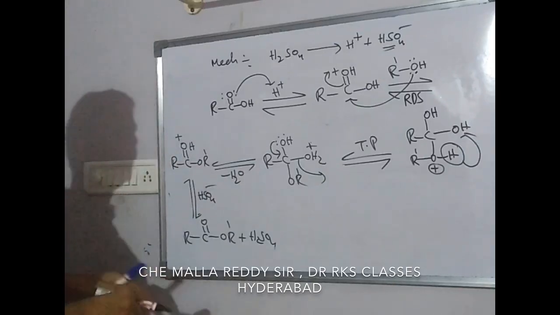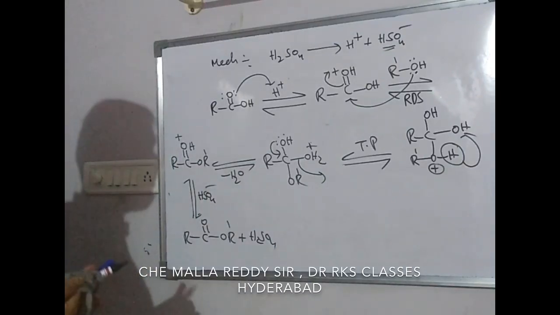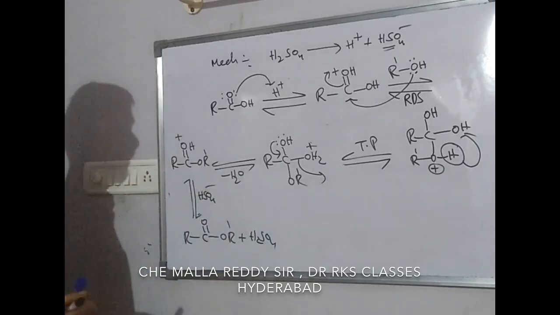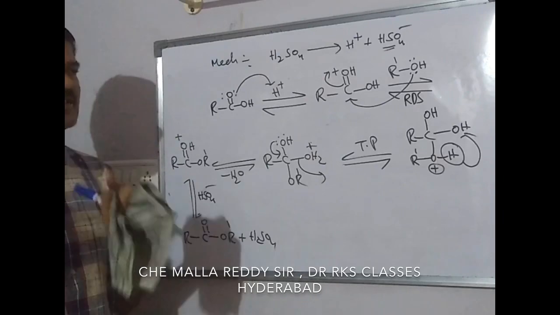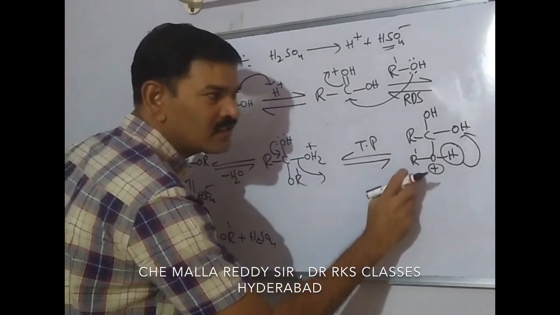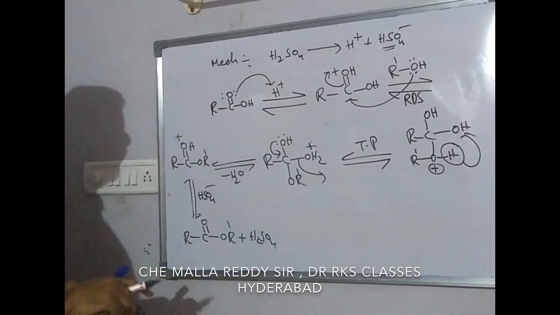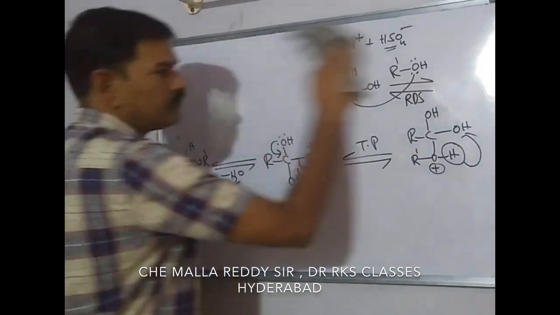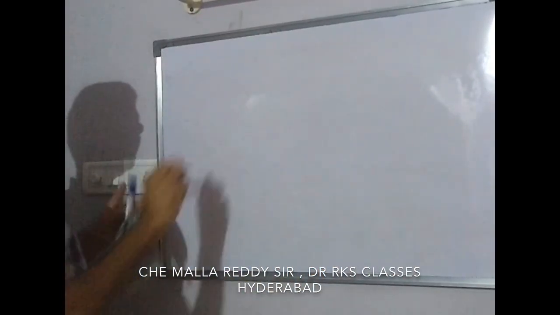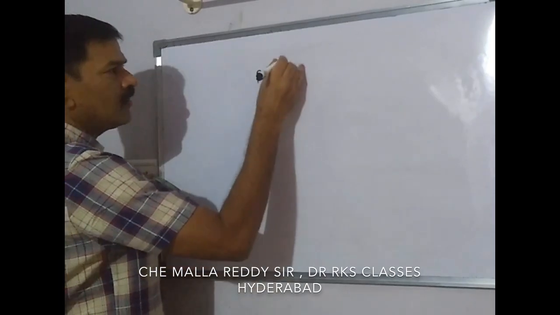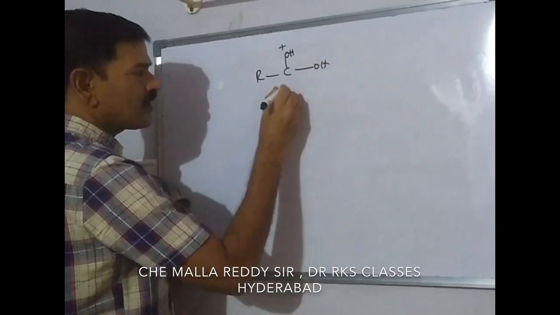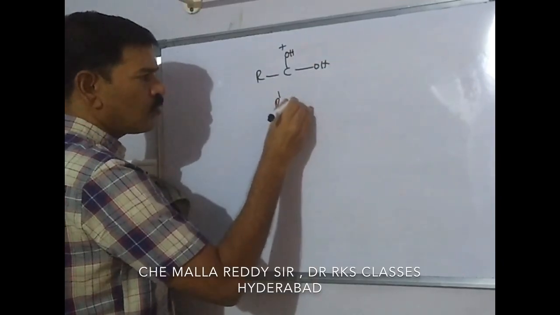Esterification. In this, the reactivity of alcohols and carboxylic acids towards esterification depends on the transition state. Which one is the transition state? Just observe. Your transition state is nothing but your RCOH plus OH and R dash OH.